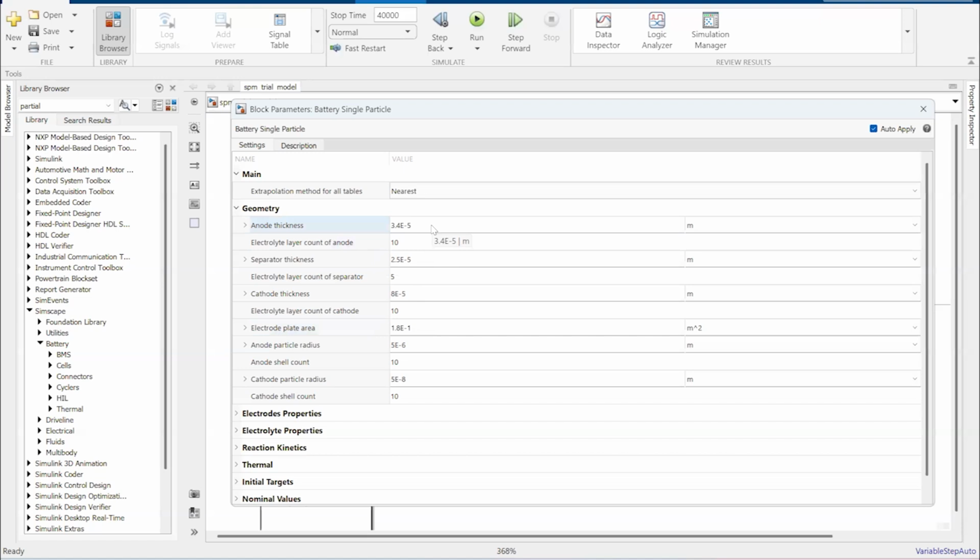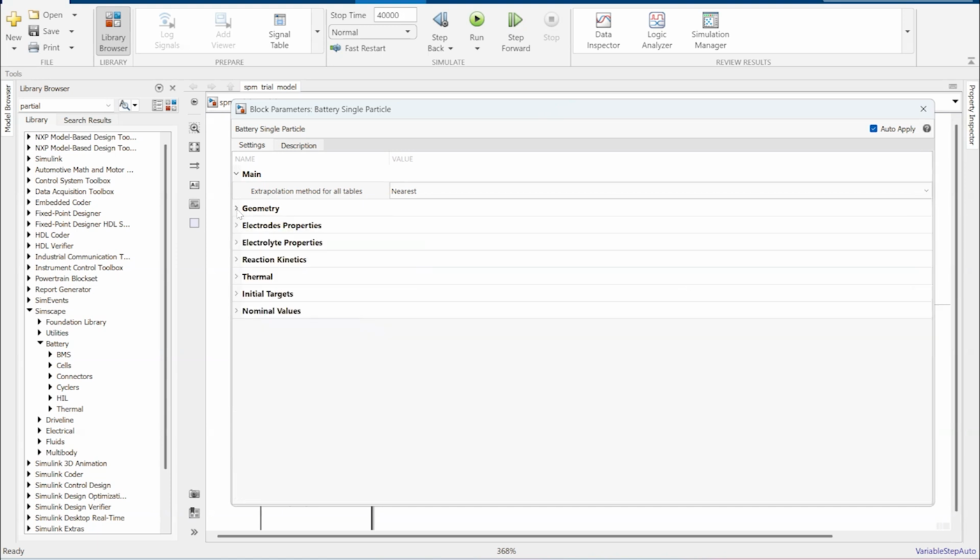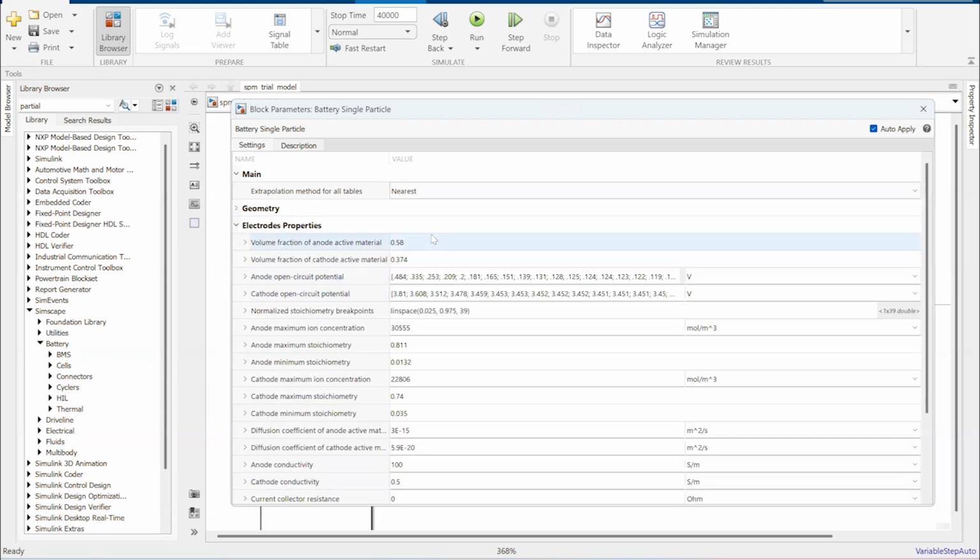What do you prefer in terms of your lithium ion cell? Right now, this is configured for an LFP coin cell. So the areas and volumes entered over here are specific to a coin cell. Okay, so all the electrode properties that you can see over here.